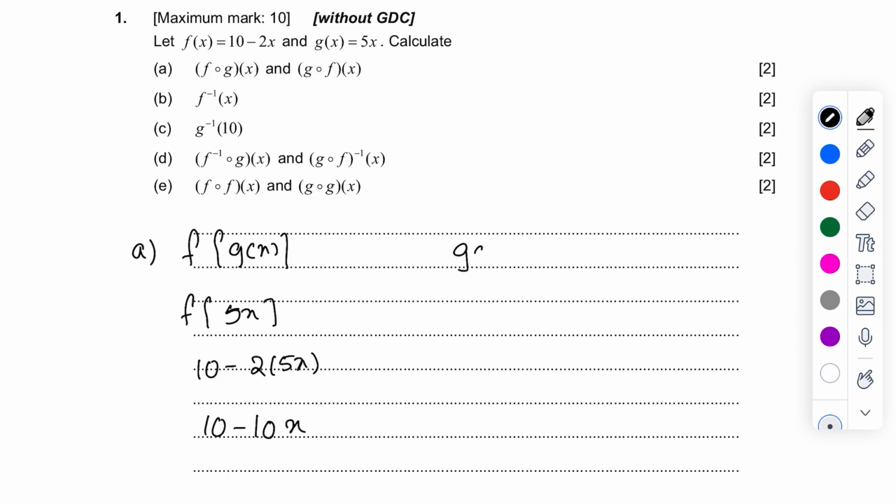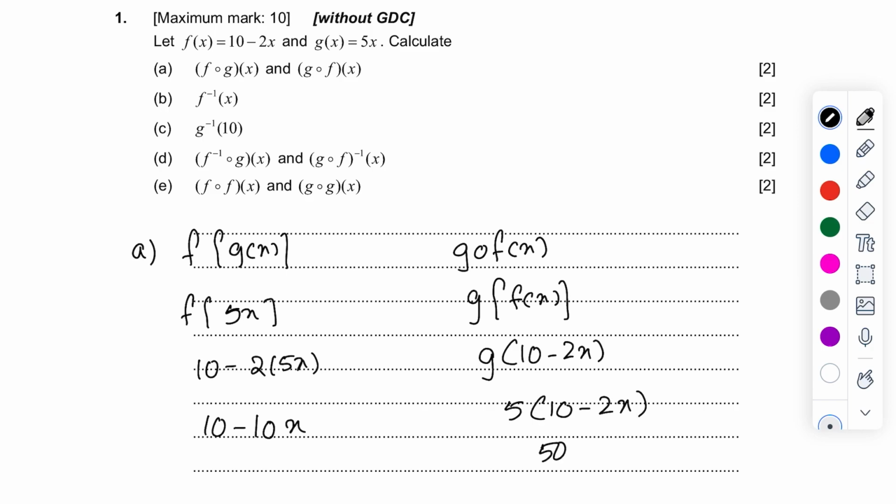Whereas he is asking g circle f of x, which is g of f of x. So g of f of x. F of x is 10 minus 2x. Plug in the 10 minus 2x: 5 times 10 minus 2x. So it becomes 50 minus 10x.